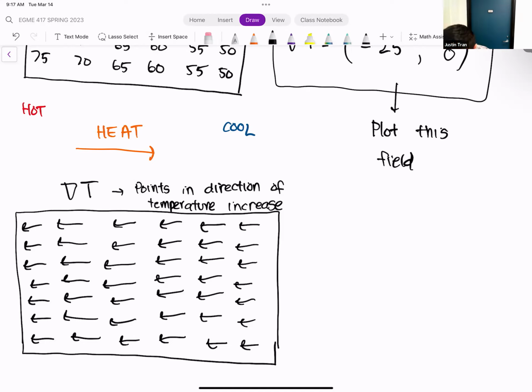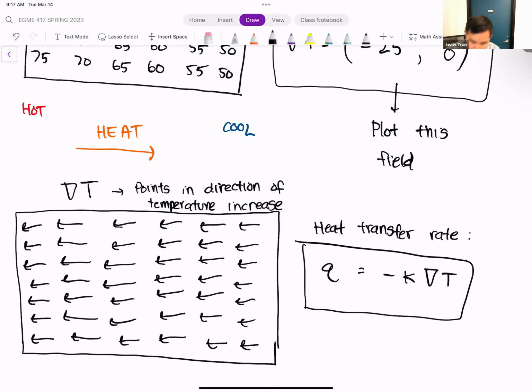Okay, and so we put this in functional form. We use the variable Q. Little q there is usually meant to represent heat transfer rates, so it's a rate at which energy moves from one location to another. We can say this is equal to minus k times the gradient of T. For k, that is the thermal conductivity of the material.